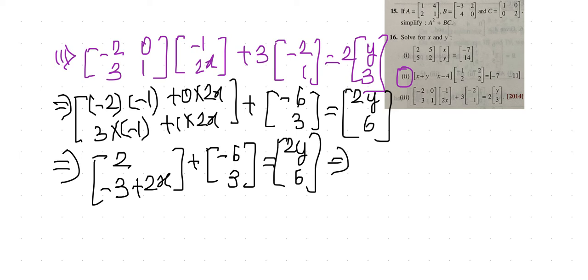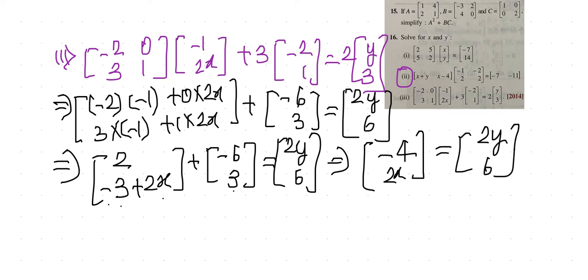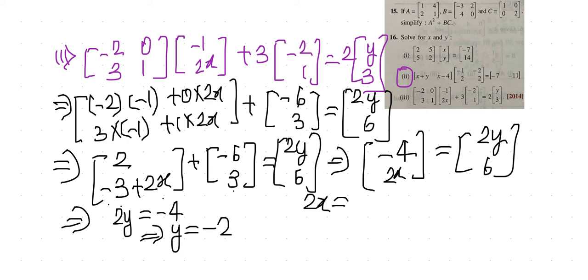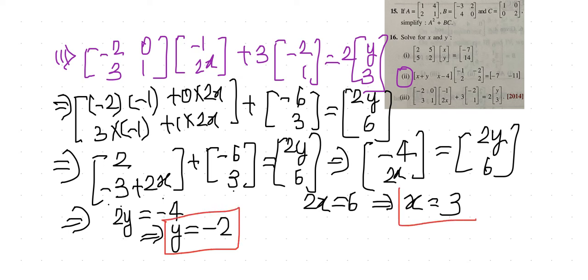So this implies when you add them up, children, 2 minus 6 is minus 4. So write down minus 4. And here you have minus 3 plus 2x plus 3. So clearly minus 3 and 3 are getting cancelled. So you are left with 2x. So 2x is equal to 2y and then 6. So this implies what? 2y is equal to minus 4. So the value of y will be equal to minus 2. And here you are getting 2x is equal to 6. So the value of x is equal to 3. So these are the values that you are getting.